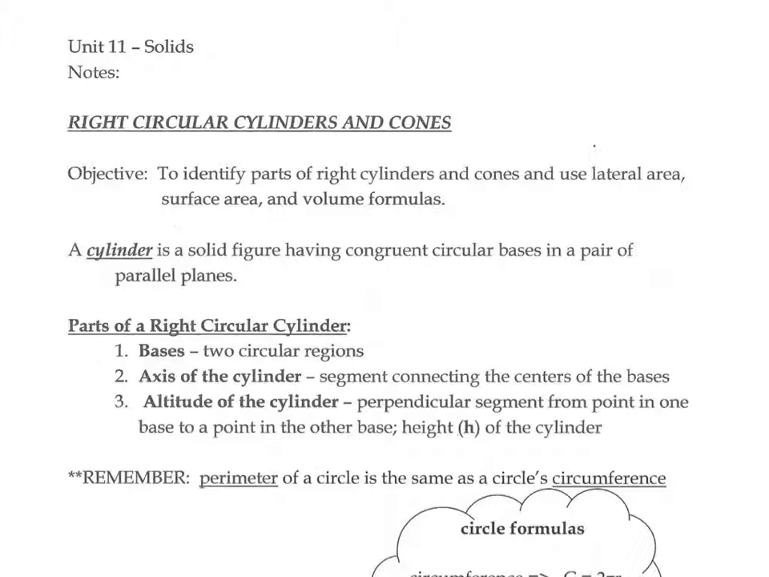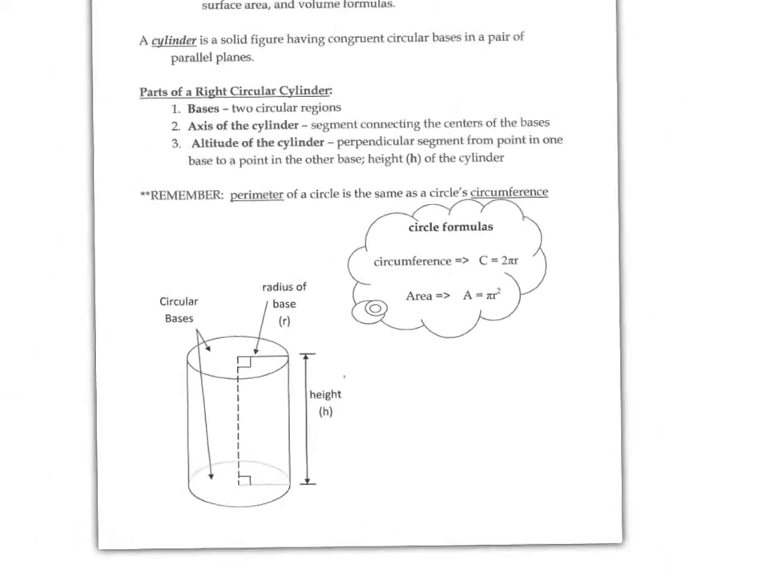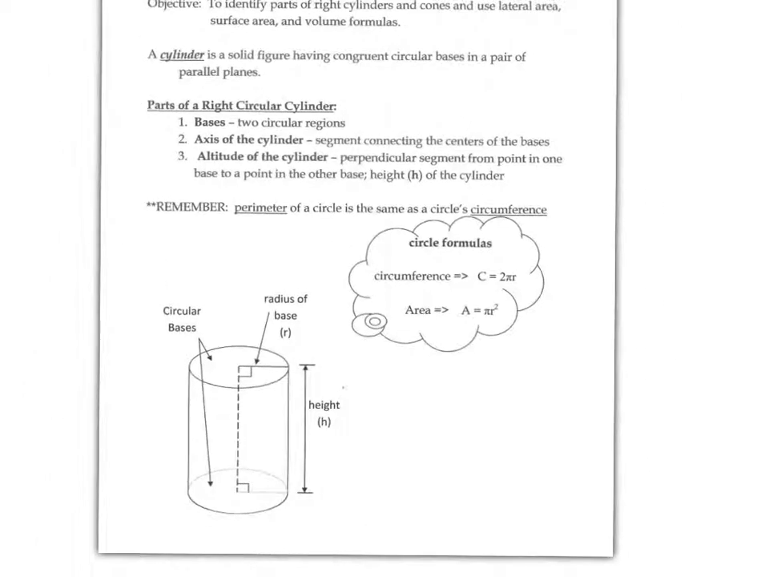A cylinder is a solid figure having congruent circular bases in parallel planes. In fact, you have a picture of a cylinder in your packet. Notice the bases here are circles. You can see them better in your packet. The bases are circles, and they're in parallel planes.